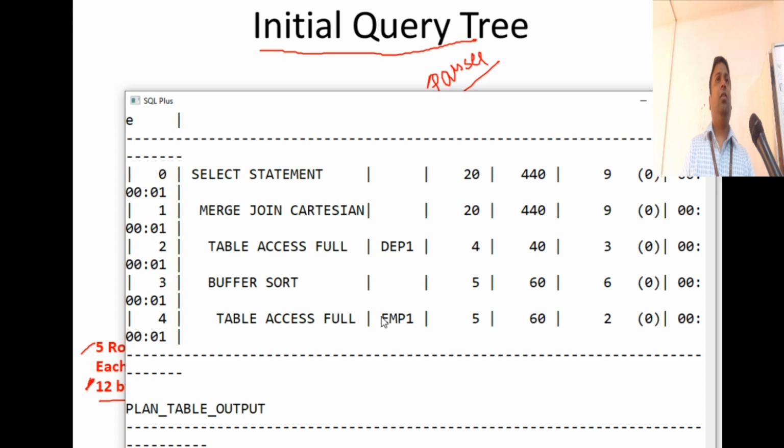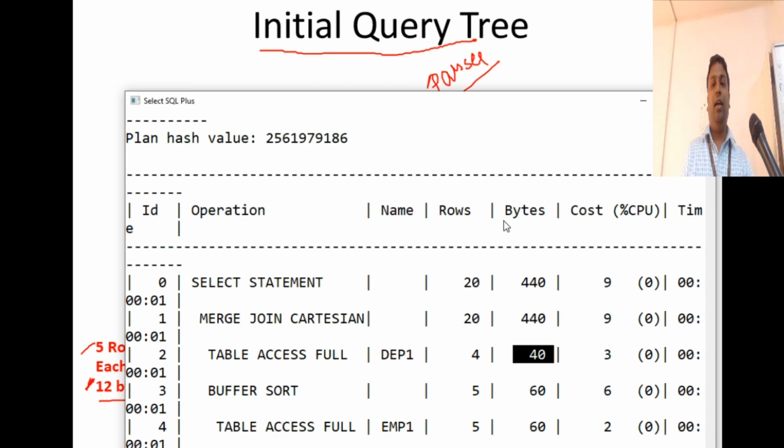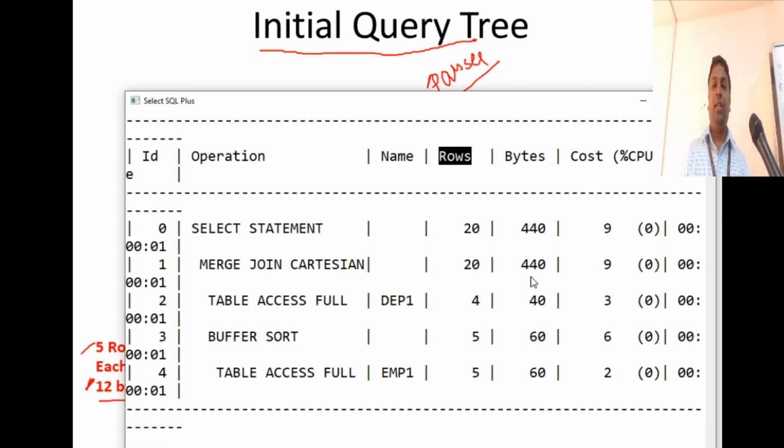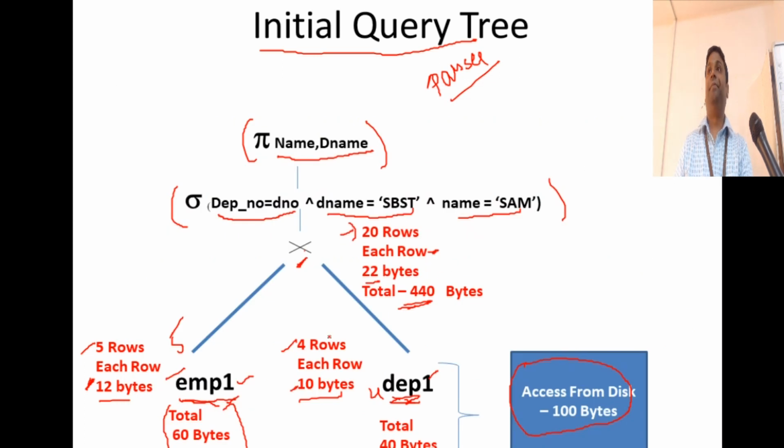You can very well see what the optimizer has done here. The optimizer selects how many bytes from the employee table? 60 bytes, because it has to do a Cartesian product and access every record. How many bytes from the department table? 40 bytes. So you see here the bytes accessed and the number of rows accessed. So it's going to access both the tables, and what is the intermediate Cartesian product result in bytes? 440 bytes. So if you execute this query, you are going to get these statistics. So that's what is given here.